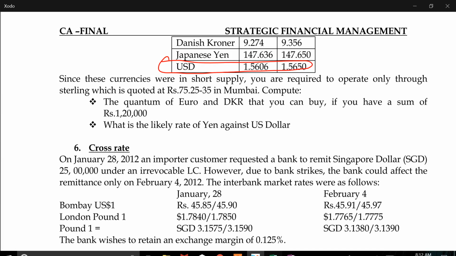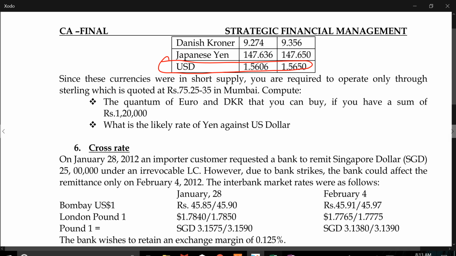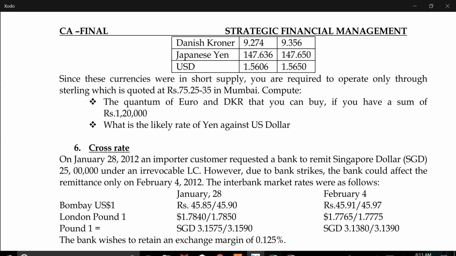Hence the given quote is USD 1.5606 hyphen 1.5650 per GBP. That goes on like everywhere. Any doubts till now?